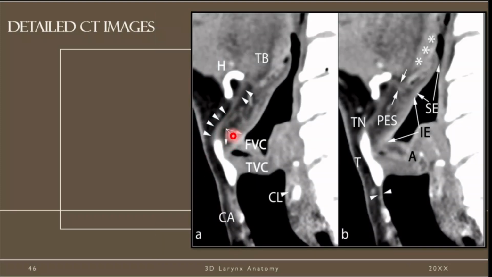Again, this is the pre-epiglottic space. It should only contain fat. The false vocal cord, the true vocal cord: this is the glottis, supraglottis, and infraglottis level. We are cutting here through the cricoid cartilage.